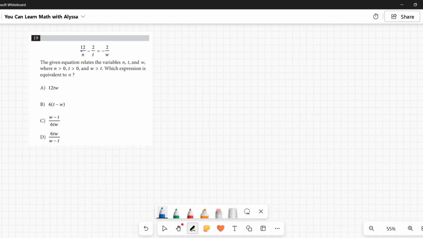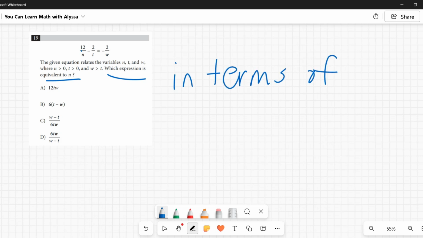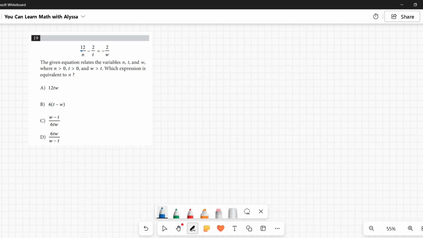Okay, this is a variation on the type of problem that they absolutely love, which is "which expression is equivalent to n." It also can be phrased as "put in terms of w and t." That is a phrasing they love. Put it in terms of w and t. You can also say solve for n. They use all these interchangeably and they use them all the time, so you need to know how to do this.